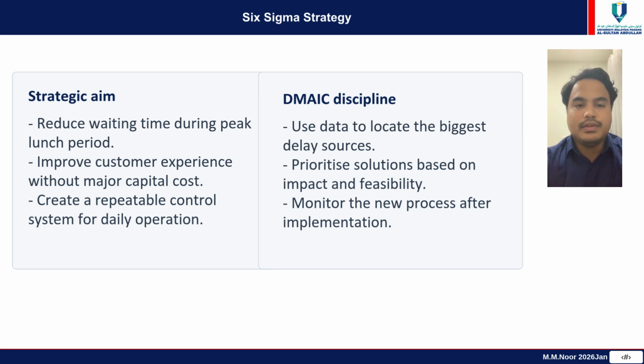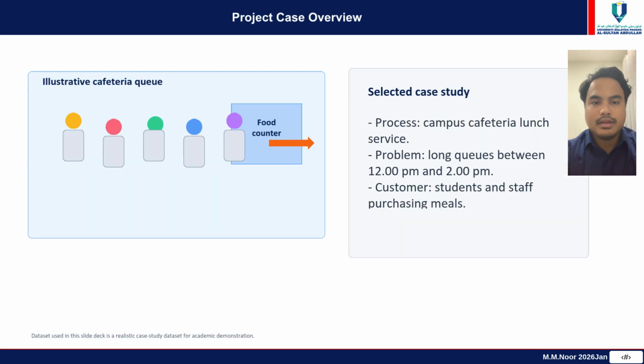Project case overview. For this study, the selected process is the campus cafeteria lunch service. The problem usually happens between 12 p.m. until 2 p.m. when many students and staff buy food at the same time. The main goal is to reduce the average waiting time to below 8 minutes so that the queue becomes shorter and the service experience becomes better.